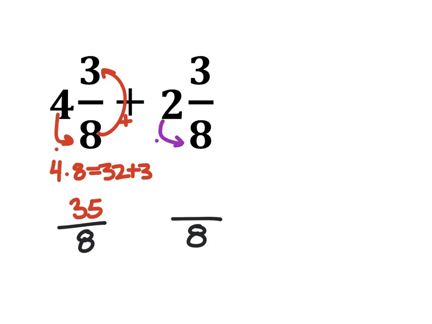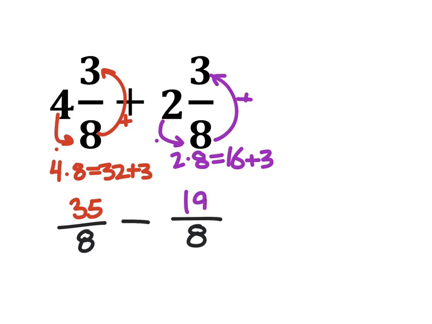Over here the same thing, 2 times 8, which is 16, and then add the 3. 16 plus 3 is 19. So we're adding these two together. Again, we're dealing in eighths right here. And 35 plus 19 would be 54 eighths.